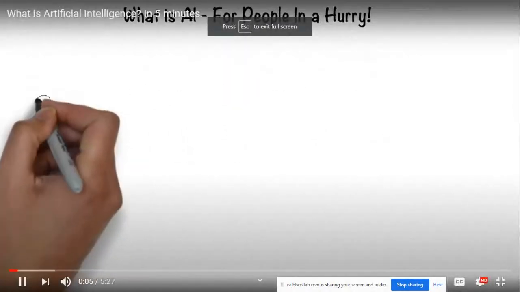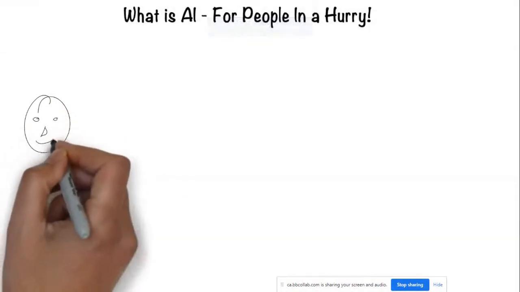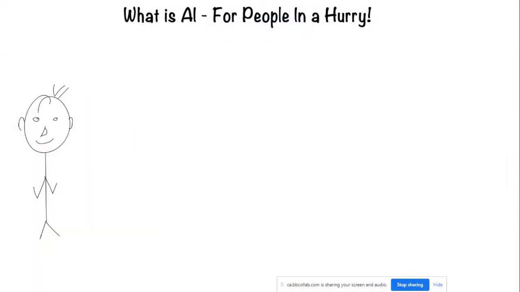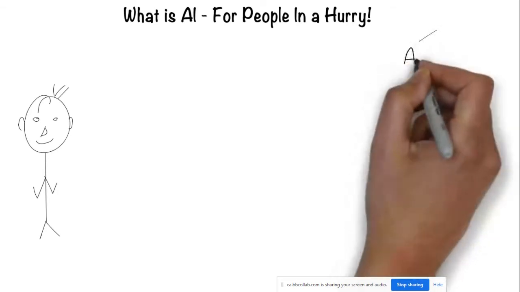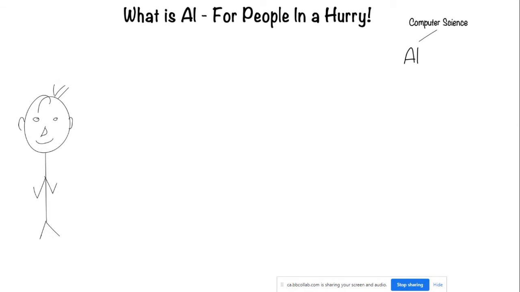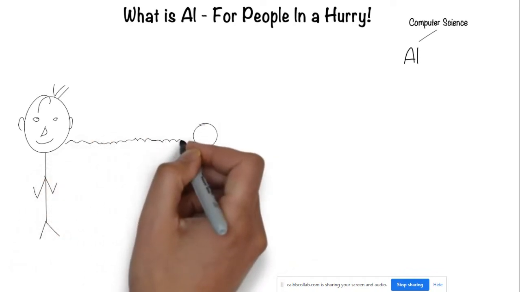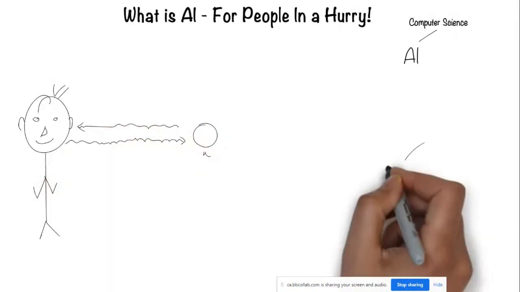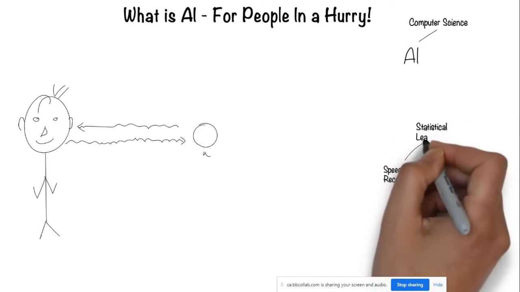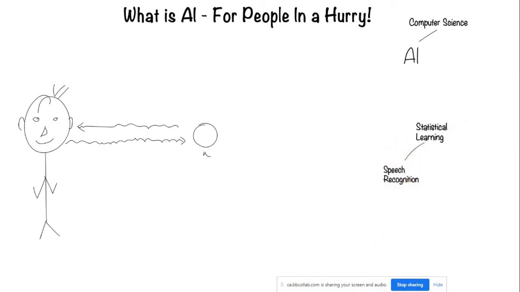The easiest way to think about artificial intelligence is in the context of a human. After all, humans are the most intelligent creatures we know of. AI is a broad branch of computer science. The goal of AI is to create systems that can function intelligently and independently. Humans can speak and listen to communicate through language. This is the field of speech recognition. Much of speech recognition is statistically based. Hence, it's called statistical learning.